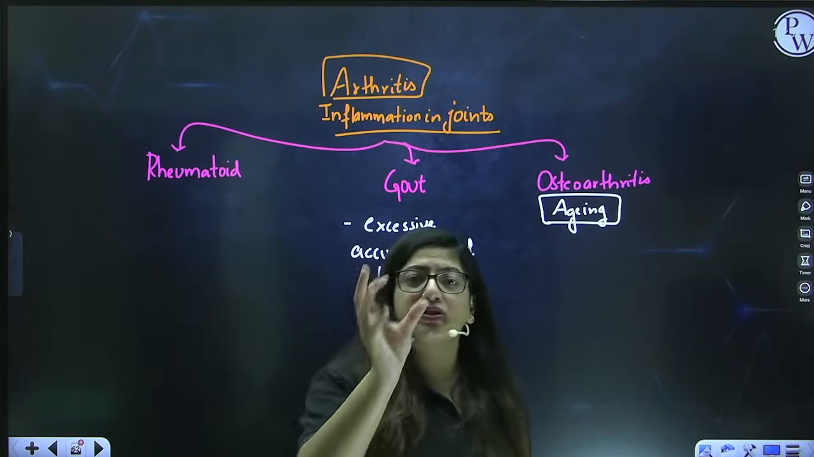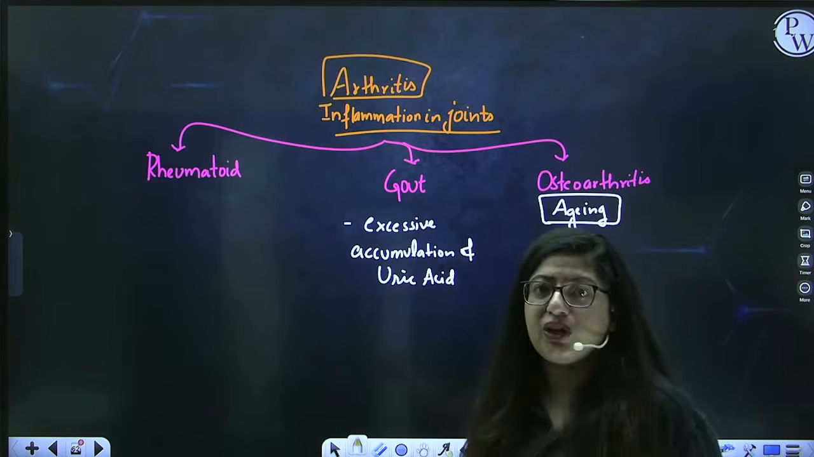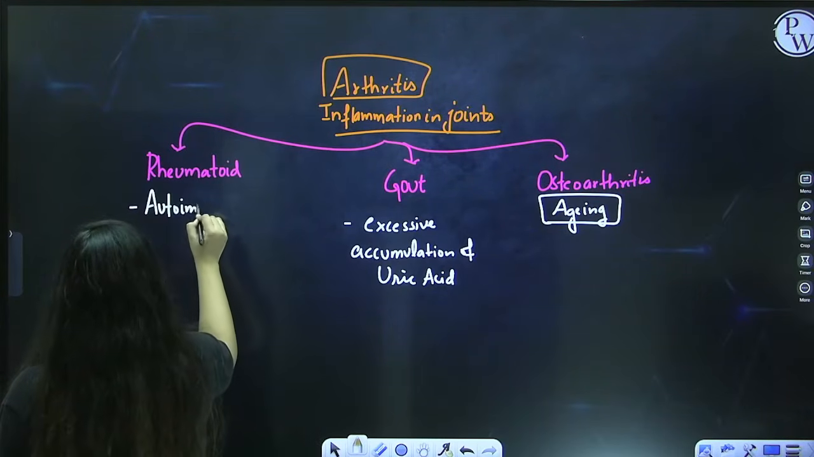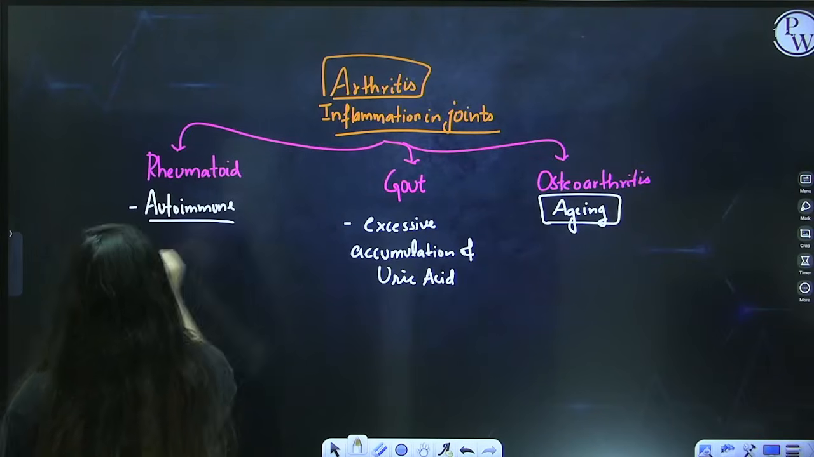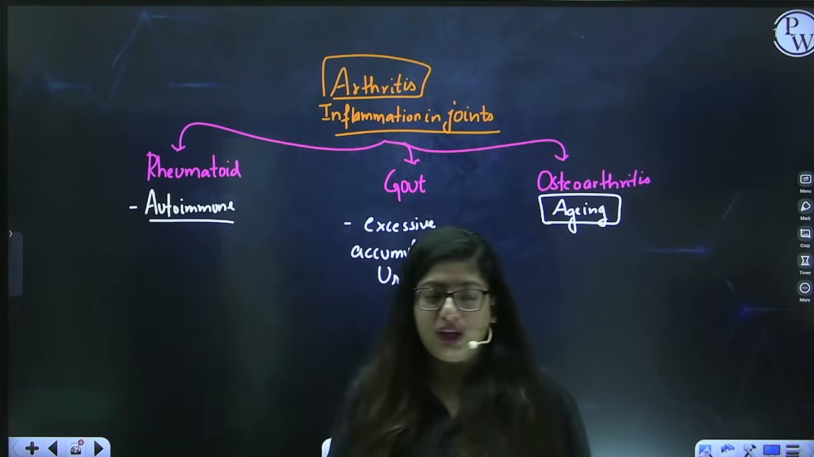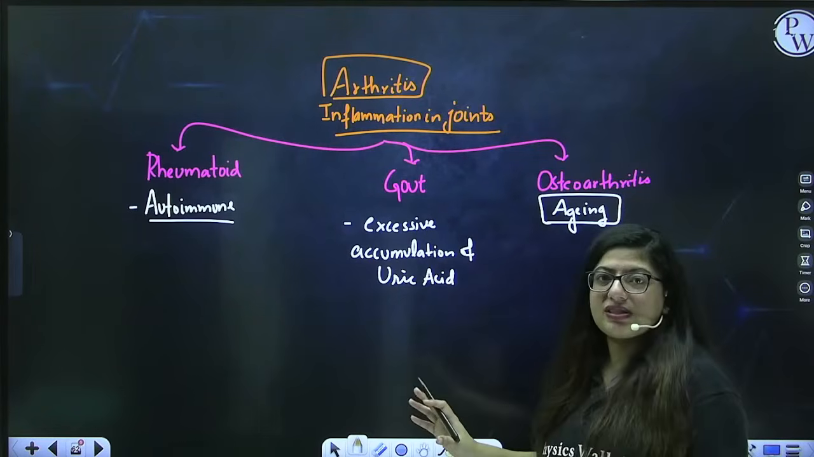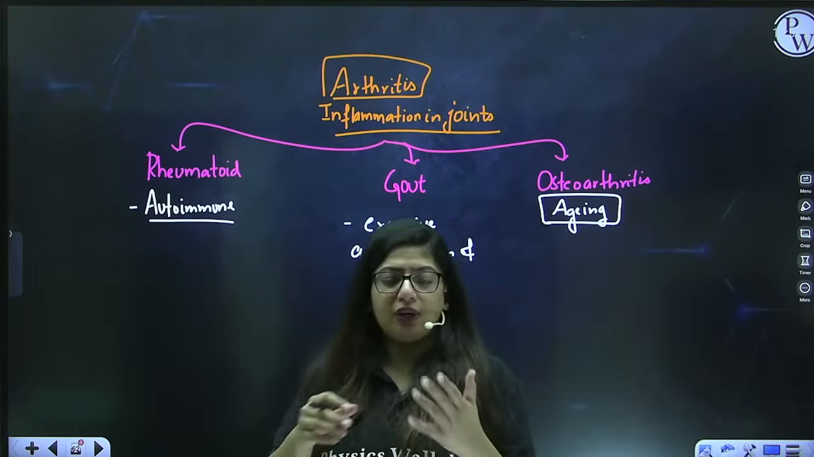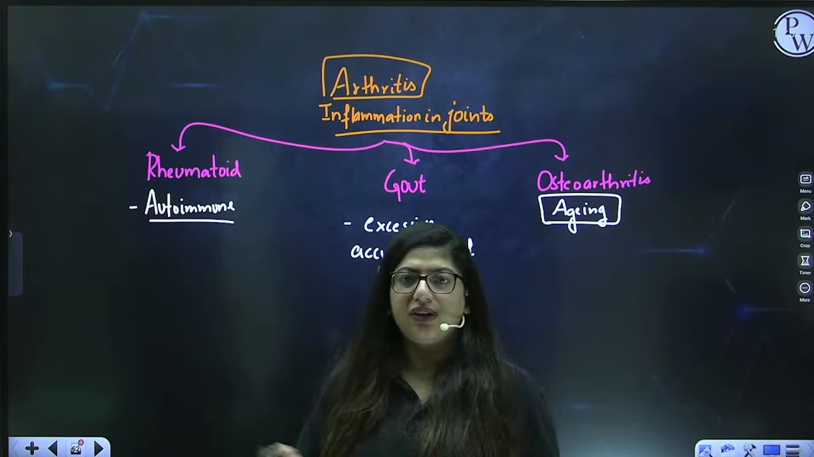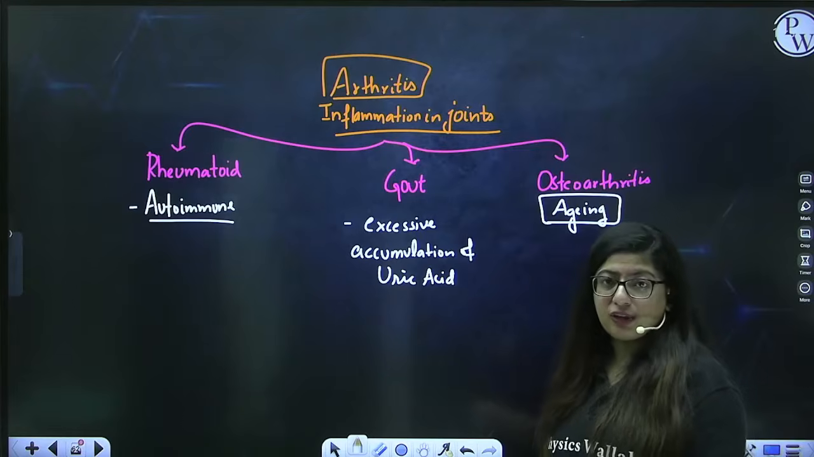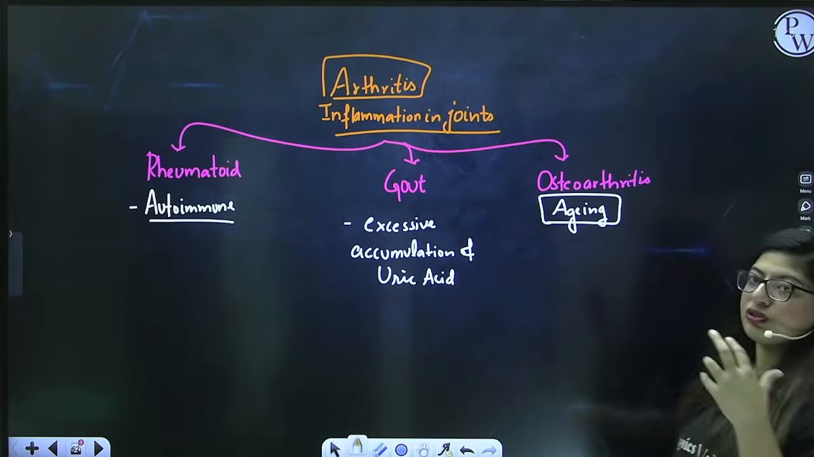That can also damage your joint and cause inflammation. Or if your own body immunity is attacking your joints, that's your rheumatoid arthritis, which is autoimmune. So arthritis is the same, the result will be the same, but the cause is different. Like in rheumatoid, usually your hands are affected, right? In rheumatoid, it's autoimmune, whereas in gout, uric acid gets accumulated, and in osteo, it occurs due to aging.